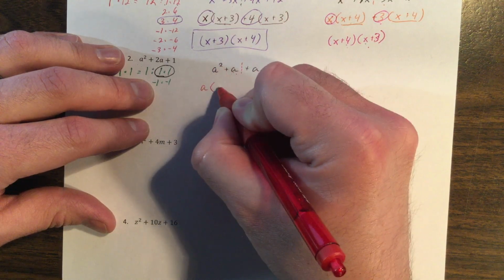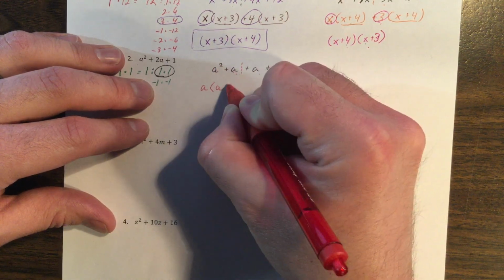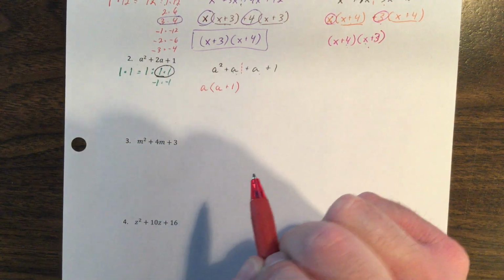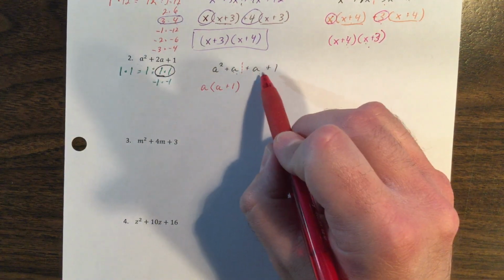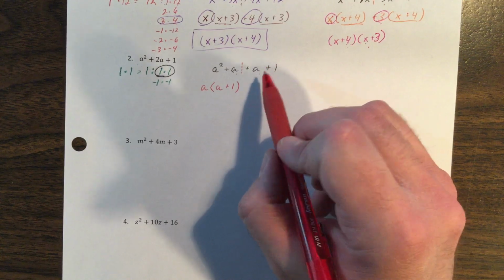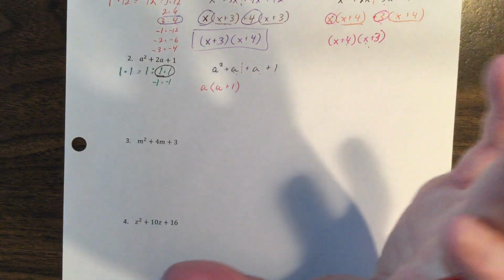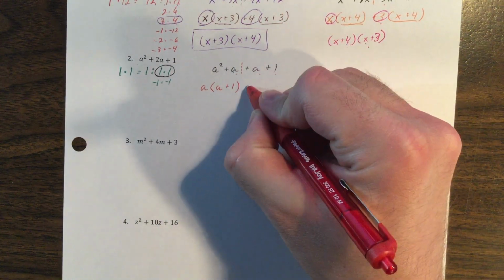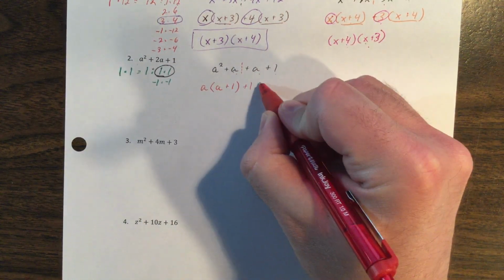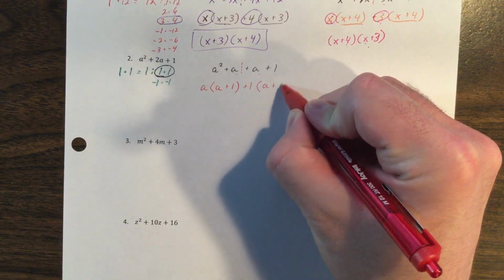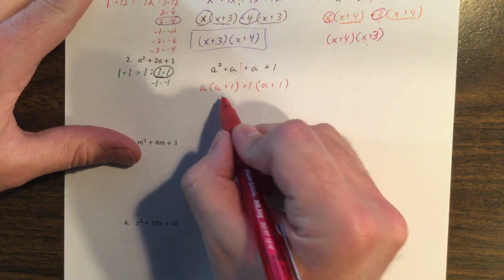A squared divided by a is going to be just a, and a divided by a is going to be 1. So it's important to remember that that is a 1. Now, if we look at the second one here, there is nothing that we can take out of a and positive 1, other than a 1. We have to take out something, and if that's just a 1, we take out a 1. And that doesn't change those, so it stays the same.